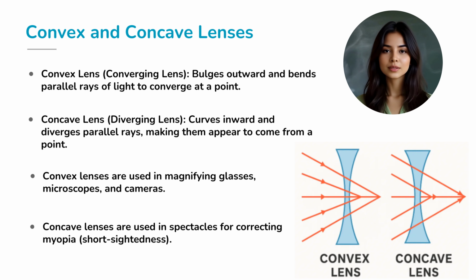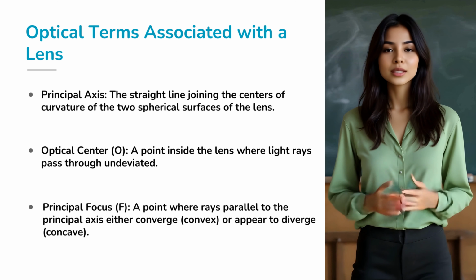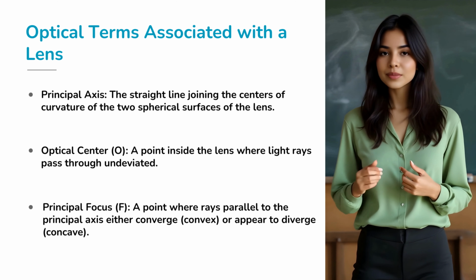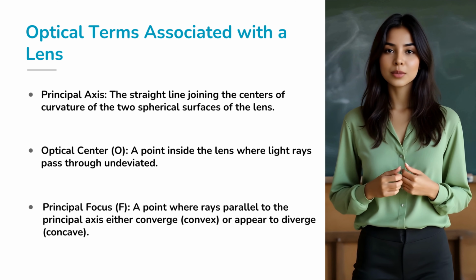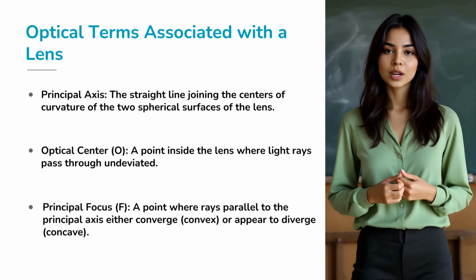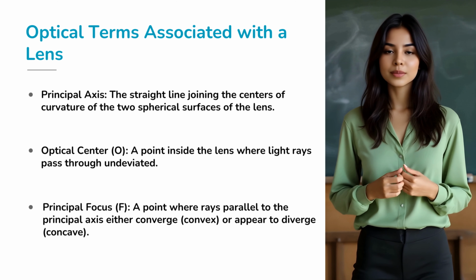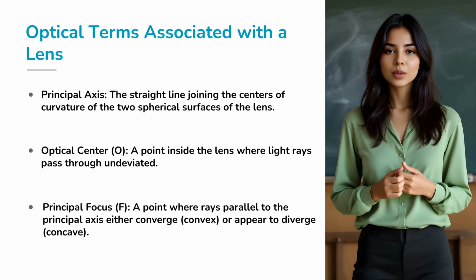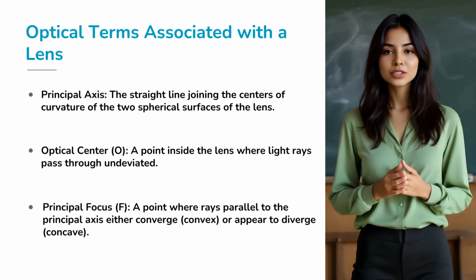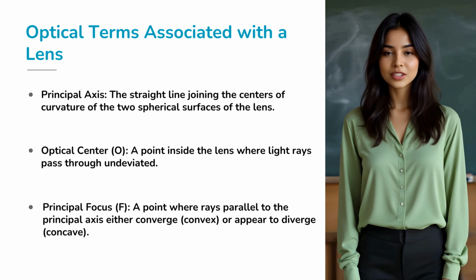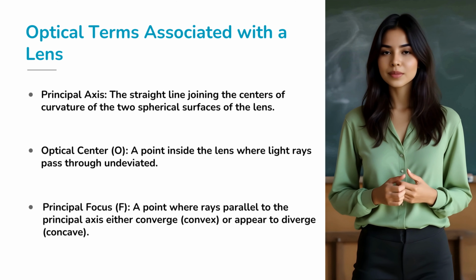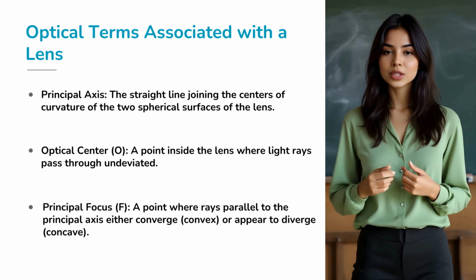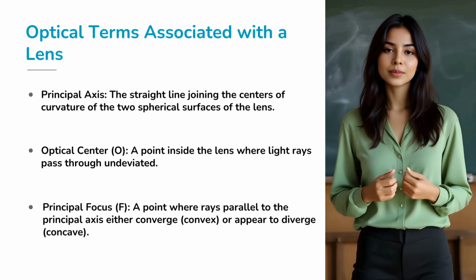Alright students, time to get friendly with some important lens vocabulary. Think of this as learning the nicknames of your new classmates before you start working on a project together. First, the principal axis. Picture a perfectly straight line that passes through the centers of both spherical surfaces of the lens. It's like the main reference line. Everything else in the lens's story is measured with respect to it.